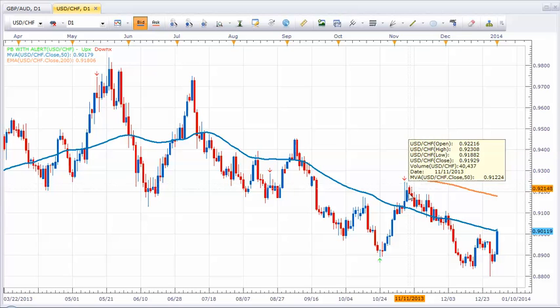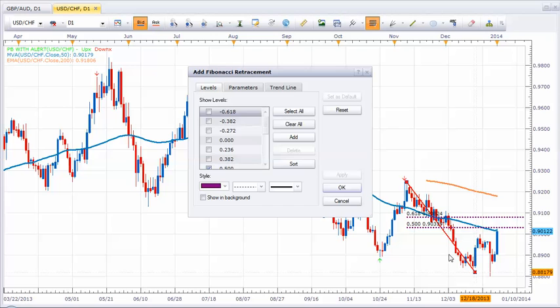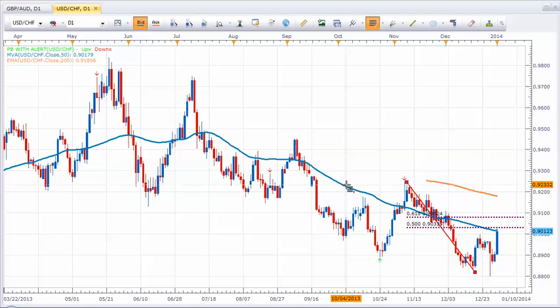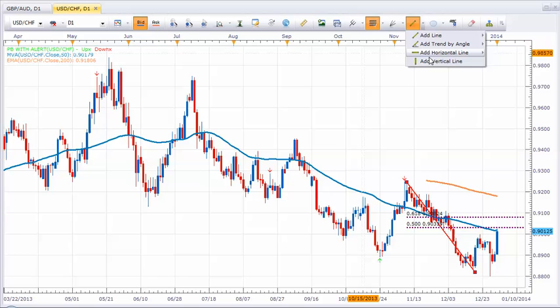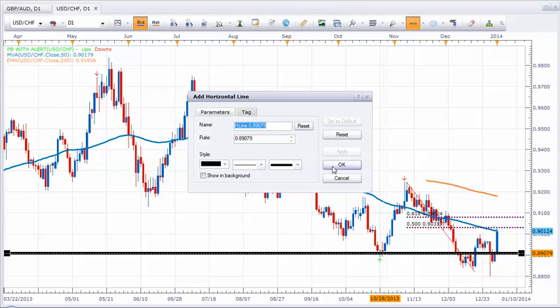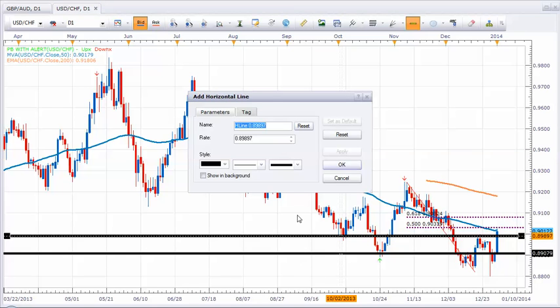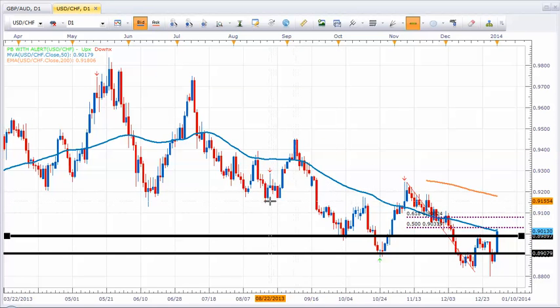Let's draw some Fibonacci retracement lines going from here down to here. Okay, so we are at the 50% Fibonacci retracement line here. Let's add a horizontal support. I probably should do that first, and we'll do that freehand. Here is one level I'd look at. And here's another level I'd look at. Here.